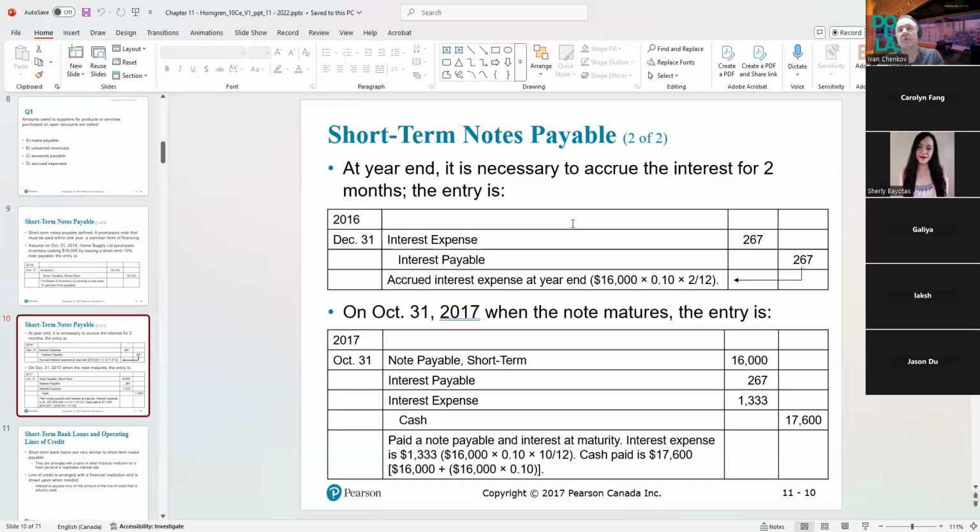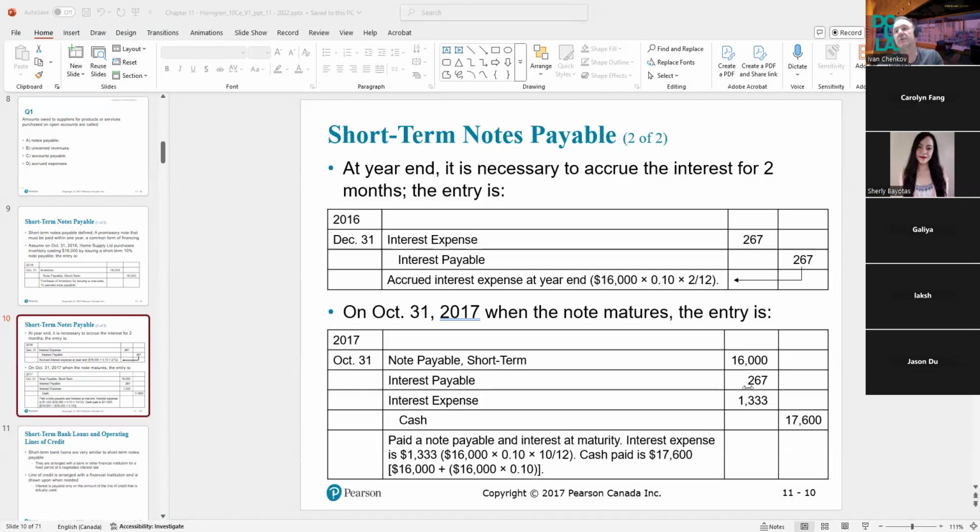Now what's going to happen on October 31st next year? Obviously, we have to pay the notes payable and we have to pay the interest. We already know that the interest that we have to pay is $1,600. So in total, we have to pay $17,600. Out of those $17,600, $16,000 belongs to the note payable. The other $1,600 is related to the interest.